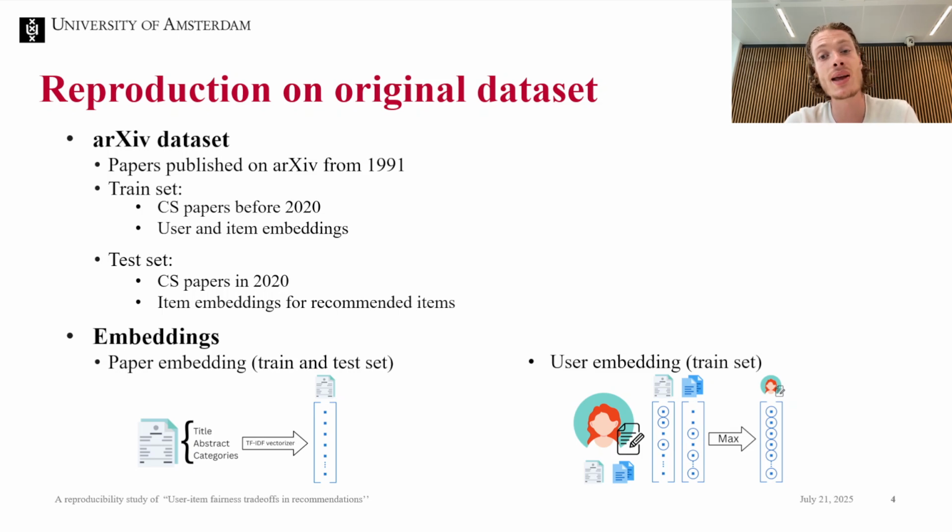For both train and test set, all papers are given a paper embedding based on their title, abstract, and categories by feeding this aggregated data into a TF-IDF vectorizer. To create user embeddings, the maximum value over all papers the user wrote in the train set is taken for each index. And finally, the cosine similarity of the embeddings for each user item pair is taken to obtain the utility matrix omega, as we saw in the previous slide.